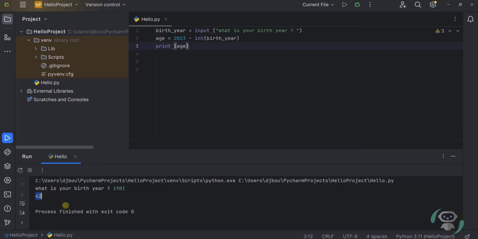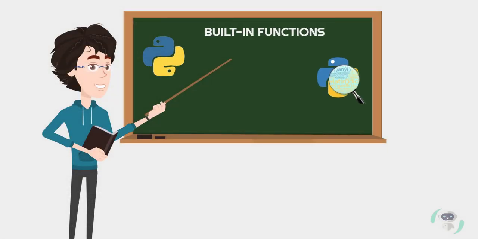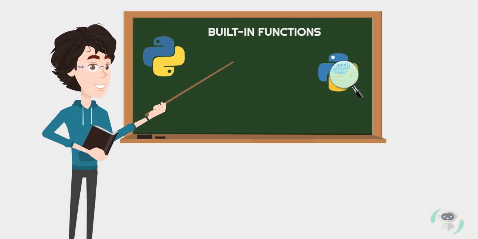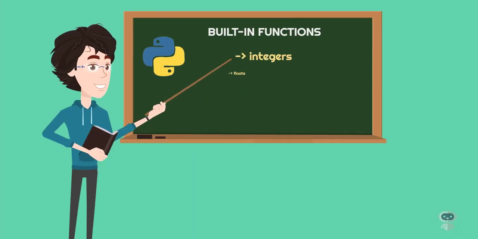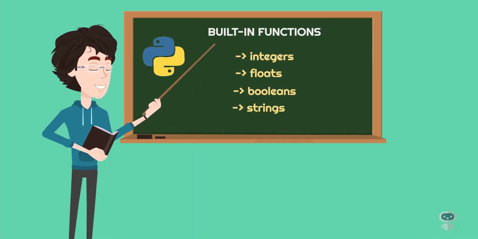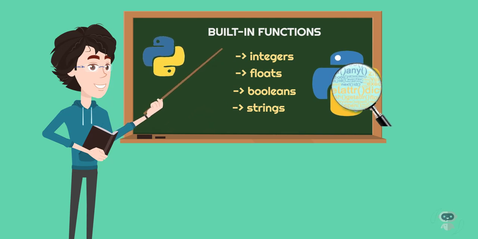But that's not all. Python offers a variety of built-in functions for different conversions. We have float for floating point numbers, bool for booleans, and str for strings. Whether you're dealing with integers, floats, booleans, or strings, Python's got you covered with these versatile functions.